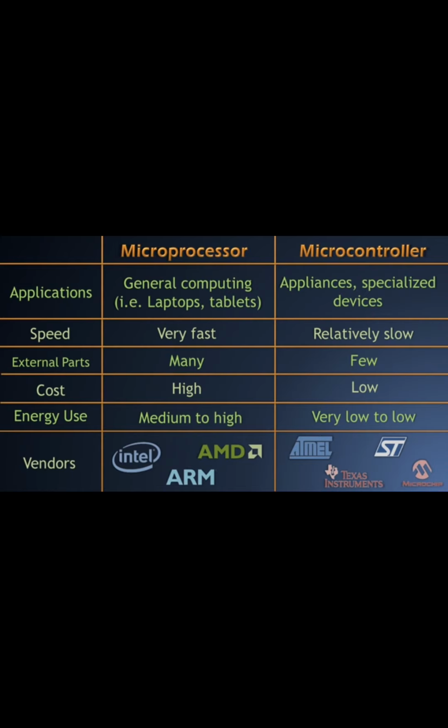External parts of microprocessors are many, whereas in microcontrollers there are very few parts, because each and every part is inbuilt in the microcontroller. The cost of microprocessors is high because we use many external parts, so the cost is also very high. Whereas in microcontrollers, the cost is very low because relatively we use fewer external parts. So the cost is low compared with microprocessors. The energy usage in a microprocessor is medium to high, whereas in a microcontroller it is very low to low.